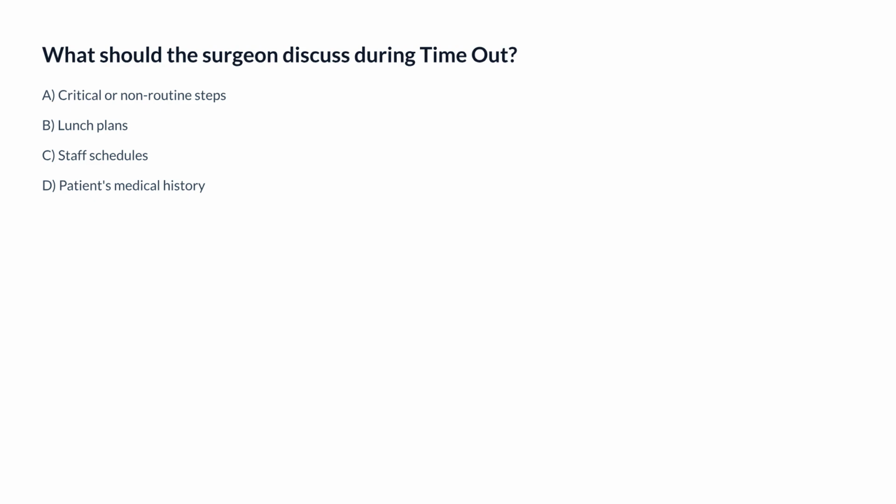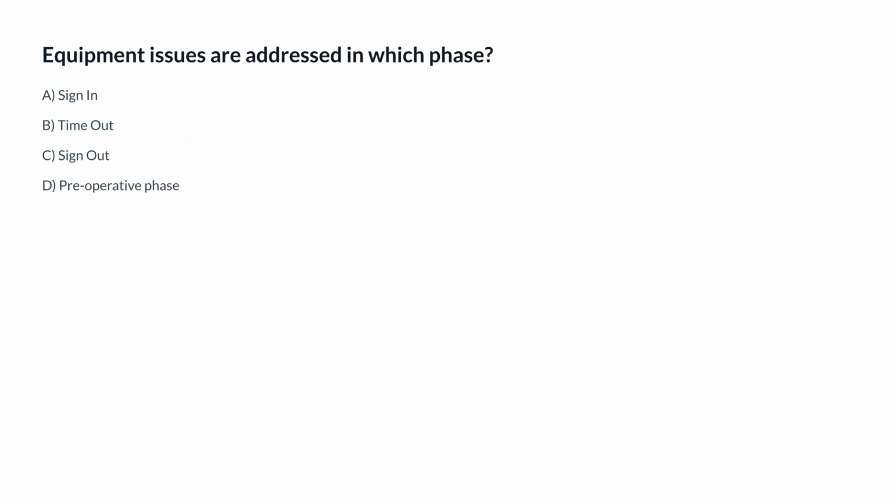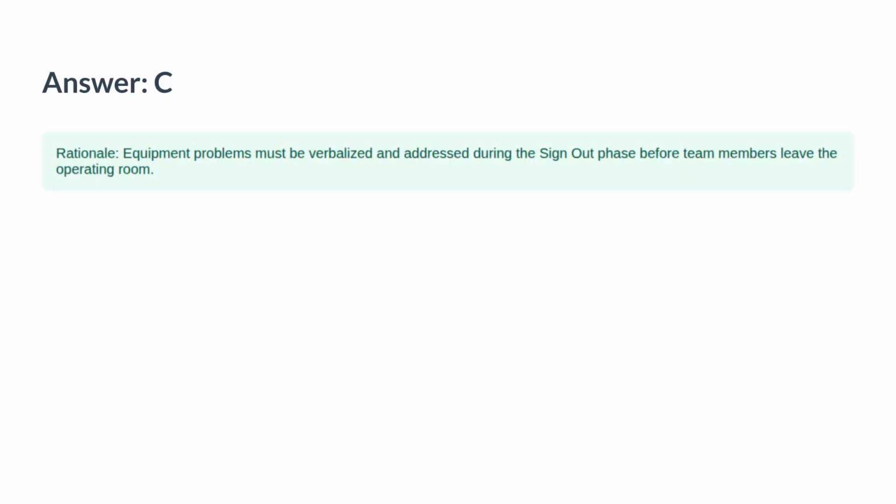What should the surgeon discuss during timeout? The correct answer is A. The surgeon discusses critical or non-routine steps, estimated blood loss, and anticipated problems during timeout. Equipment issues are addressed in which phase? The answer is C, sign out. Equipment issues and concerns are often addressed and documented after the procedure during the sign out phase.